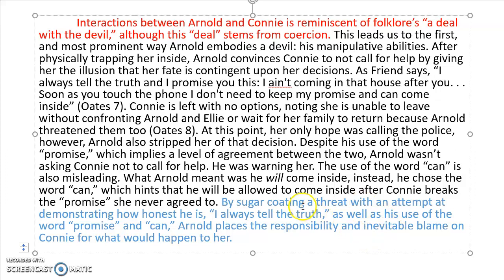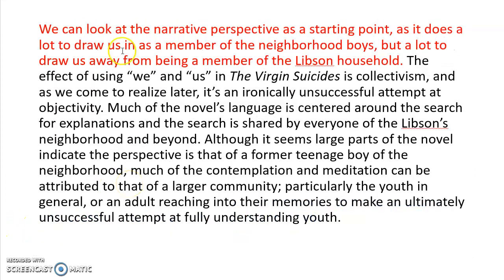And it also creates the opportunity for this student to transition in the next paragraph by repeating words like promise, by threat, any of these kind of grammatical bridges that this particular student wanted to use in the following paragraph. This is about The Virgin Suicides, but this particular paragraph begins, we can look at the narrative perspective as a starting point, as it does a lot to draw us in as a member of the Neighborhood Boys, but also a lot to draw us away from being a member of the Lisbon household.